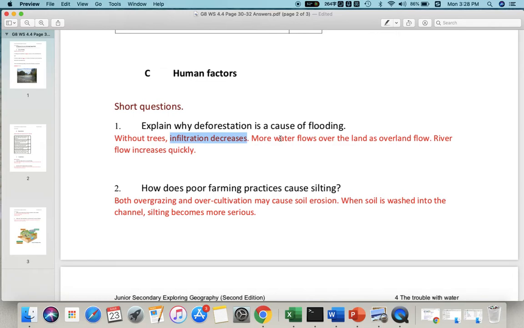Okay, and more water will flow over the land as overland flow, and the river flow will increase quickly and lead to flooding. And just now I've mentioned that, okay, if you also write that if the loose soil is washed away by the rain to the river channel, the silting will happen. So when silting happens, flooding will happen more easily as well.